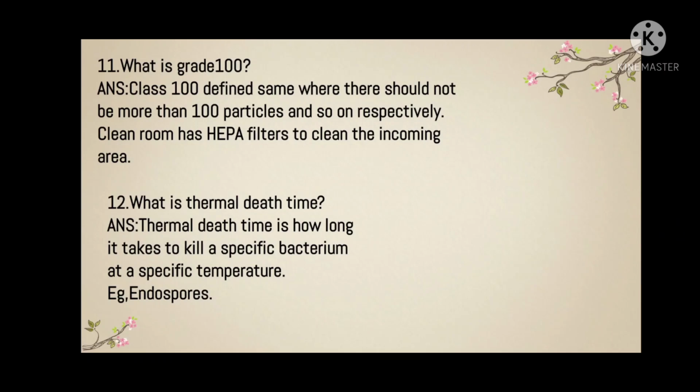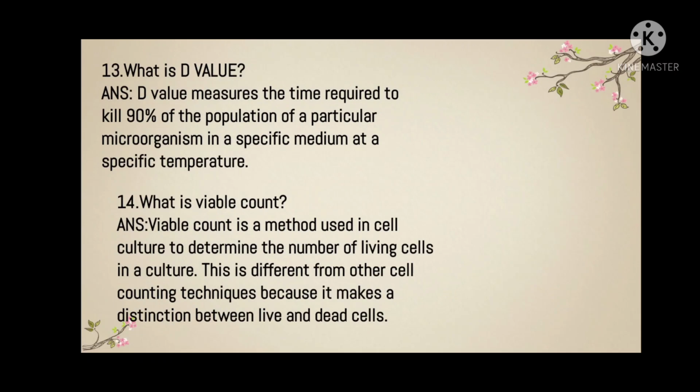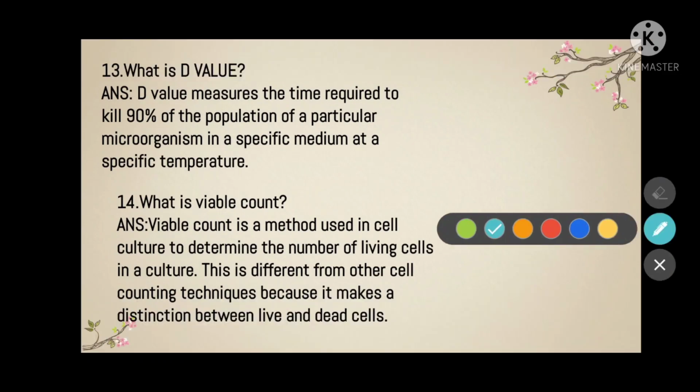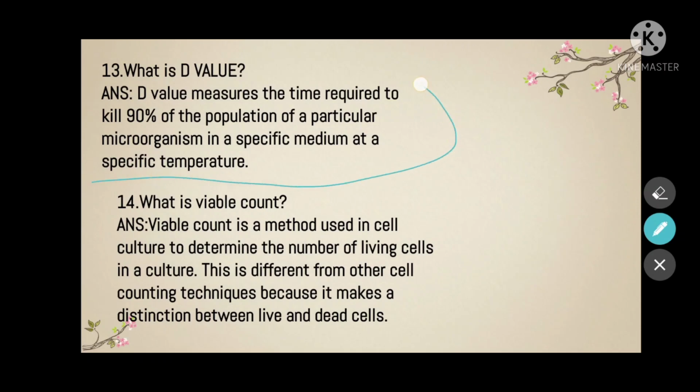Okay, next we will move towards the 13th question. What is D value? This D value is also a very important question asked many times in our examination. See here, D value means the time required to kill 90% of the population of a particular microorganism in a specific media at a specific temperature. Simple. How much time do we require to kill how much? The concentration: 90% of the microorganisms, in a specific media and at a specific temperature.